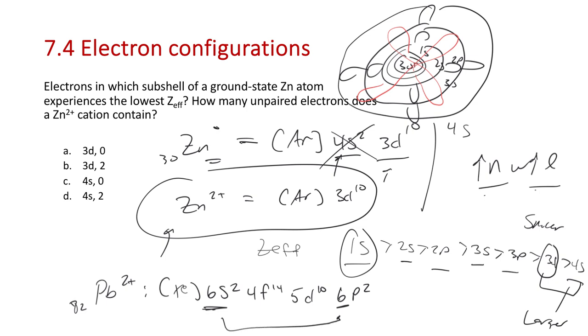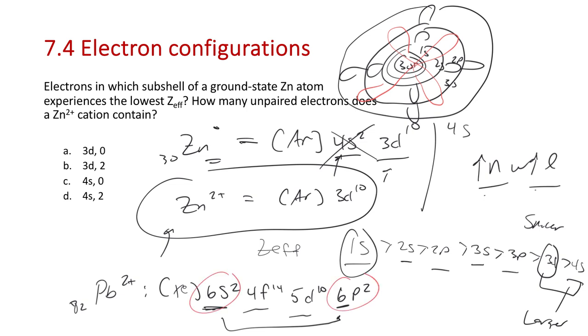And so then our configuration for lead 2+, which of these electrons do I kick out? The 4f is a bad choice. Those are really, really close to the nucleus, so those are held onto pretty strongly. The 5d also pretty close to the nucleus, or closer to the nucleus than our n equals 6 electrons. So it really comes down to these 2 electrons here.